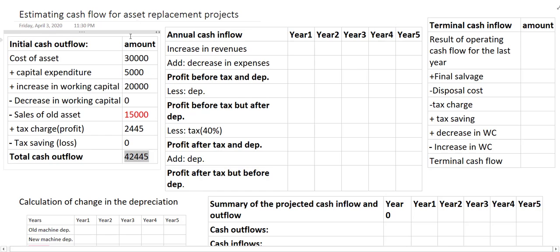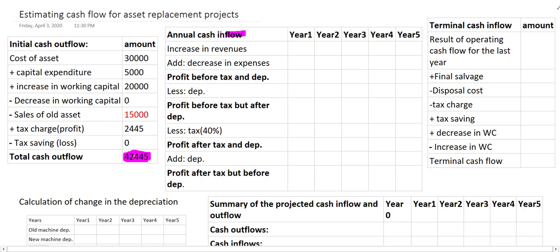Now let us highlight this one. So we have to remember this point. So highlighted with this color, right? So this is the amount of initial cash outflow of the project. Okay, then we will record it in a specific place. Now let us go and calculate the annual cash inflow of the project.